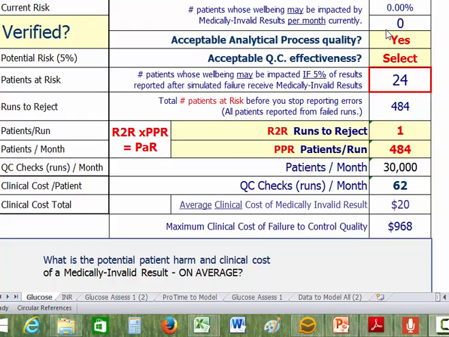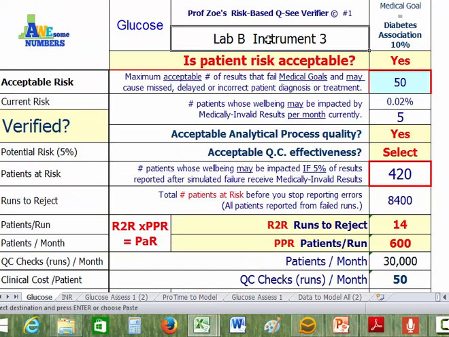Now let's see what happens if we go to a couple of different scenarios. This is Lab B, Instrument 3. Is patient risk acceptable at this time? Well, yes it is, but notice how the other method, and in fact every other glucose method, had 0% results and 0 patients wrong in a month. This one has 5. Something going on there, but you know that without having to go through any statistics.